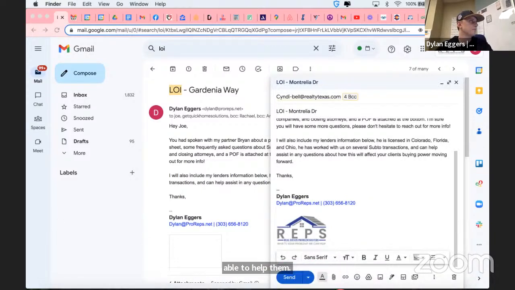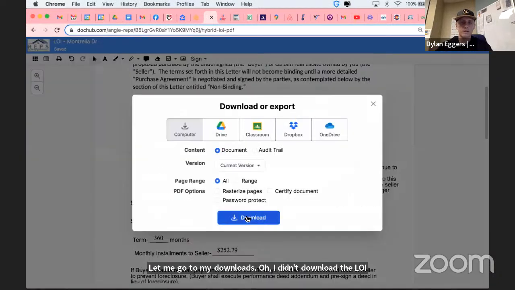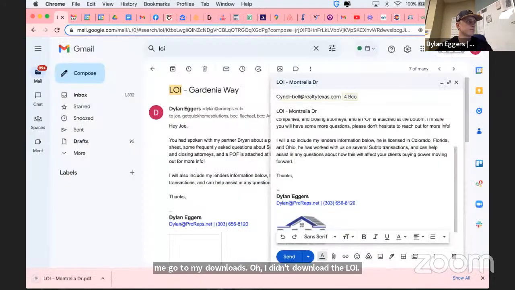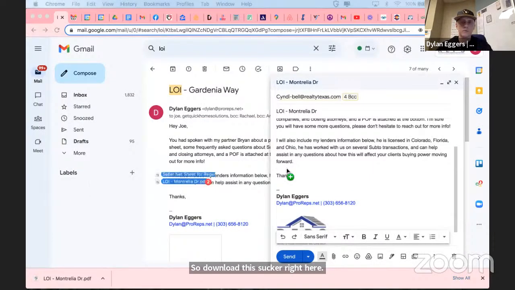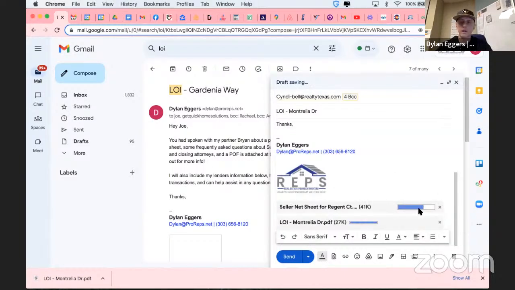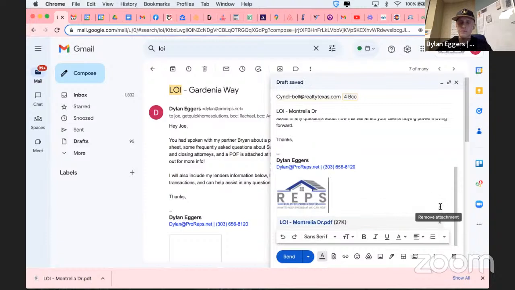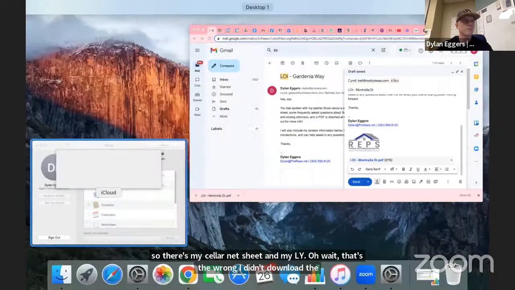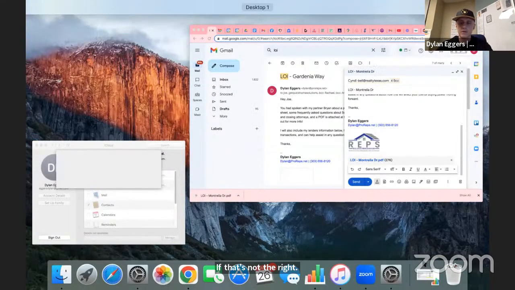So let me go to my downloads. Oh, I didn't download the LOI. So download this sucker right here. Okay, so there's my seller net sheet and my LOI. Oh wait, that's the wrong one. I didn't download the seller net sheet also. That's not the right one. Oh no, did I close the seller net sheet? No, it's right here.